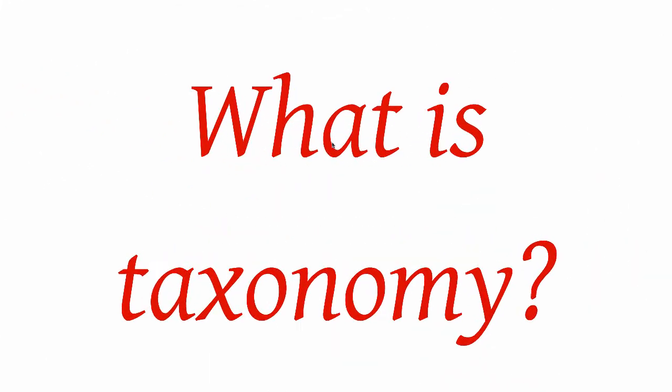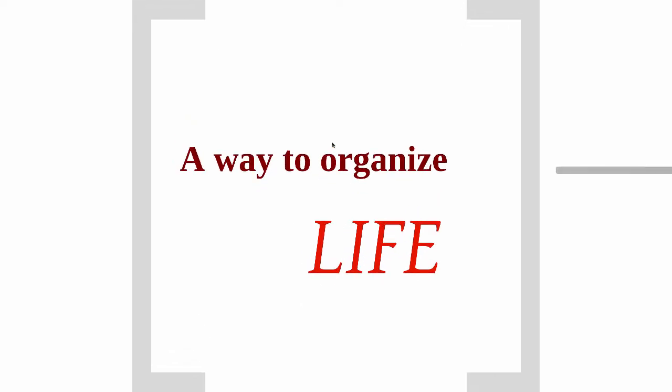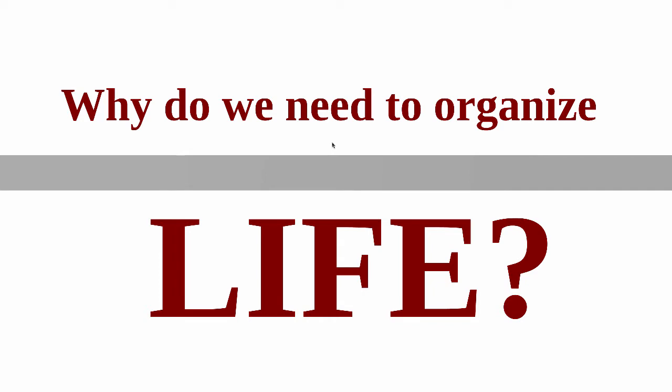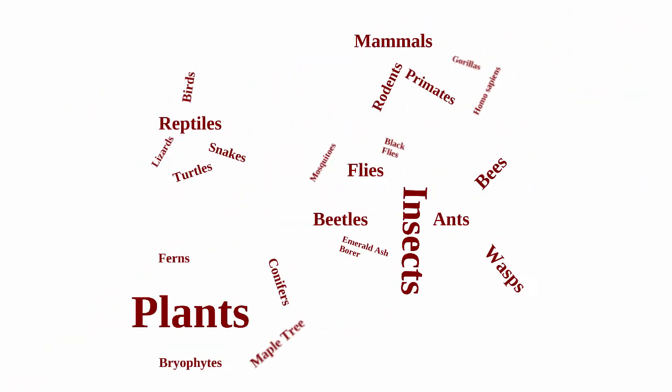The first question is, what is it? And basically, it's a way to organize life. You might ask why we need to organize life. And I'd just like to give you this example. Here we have a mess of different kinds of organisms. We have several different kinds of plants. The rest of them are animals. Some are higher level of taxonomic organization. Some are the lowest, the species level.